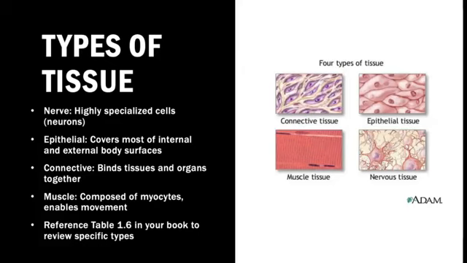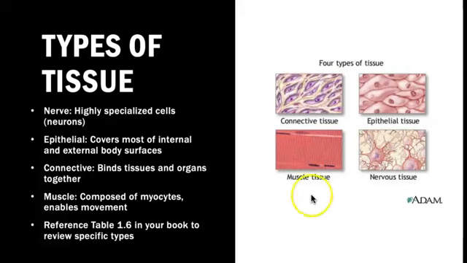Lastly, we're going to talk about tissues. You may remember that we have 4 principal types of tissues within our body. We've got our nervous tissue, which is highly specialized cells, our neurons, but of course we have our glial cells in here. We've got our epithelial tissues that cover most of our internal and external body surfaces, and connective tissue that will bind our tissues and organs together. And lastly, muscle tissue that's composed of muscle cells that enable movement to take place. There is a table in your book, table 1.6, that gives you the specific types of each one.